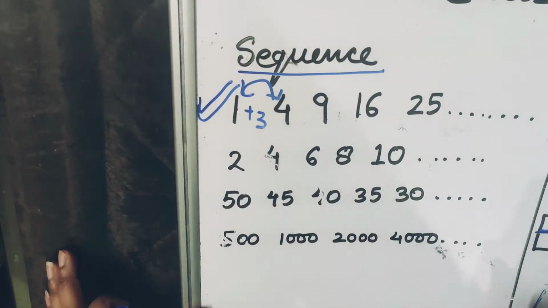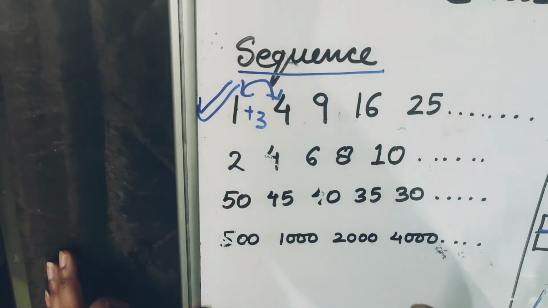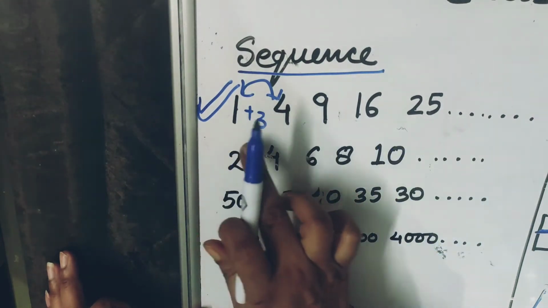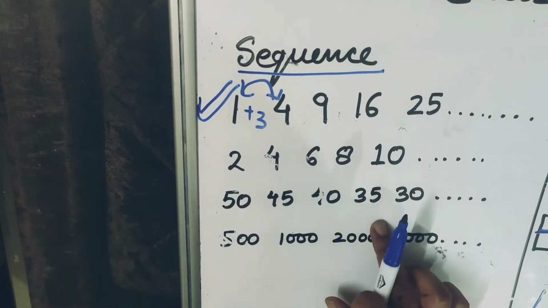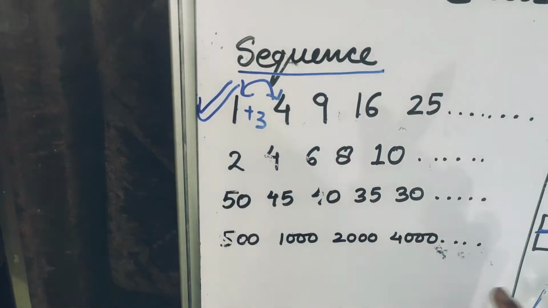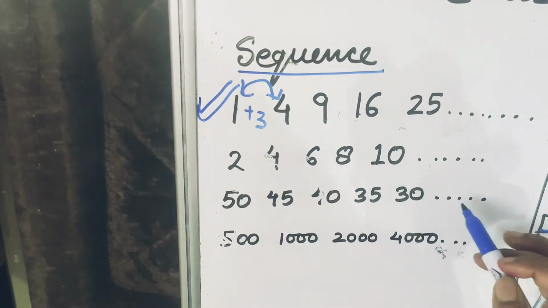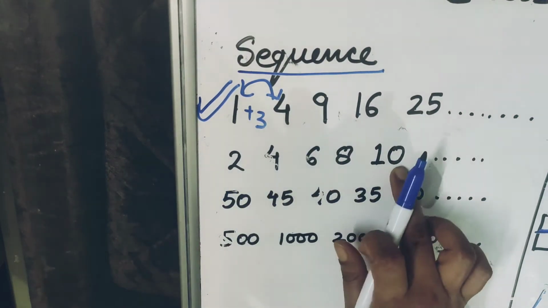Now from all these examples we can easily define what a sequence is. It is just a kind of pattern which is followed in a group of numbers. Okay, so these are sequences: 1, 4, 9, 16, 25; 2, 4, 6, 8, 10; 50, 45, 40, 35, 30; 500, 1000, 2000, 4000, like this. In the ladder example, it has 50, 45, 40, 35, 30 centimeters. Again you can write 25, 20. These are the even numbers: 2, 4, 6, 8, 10.